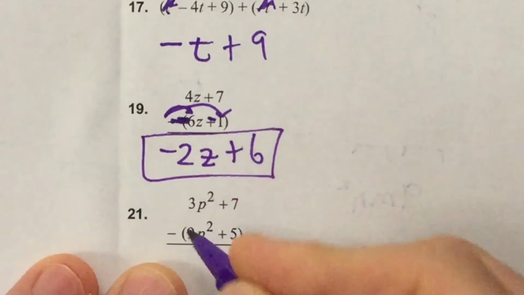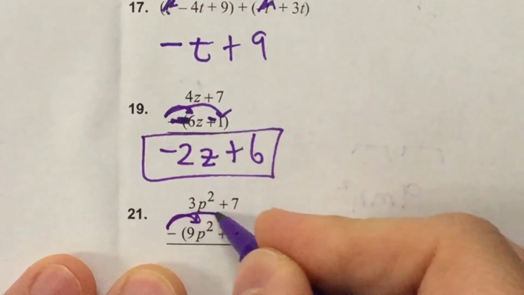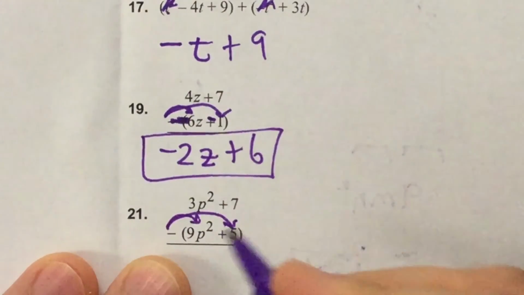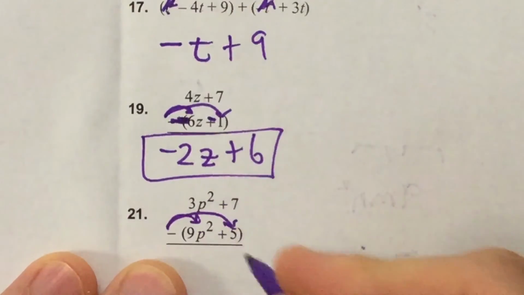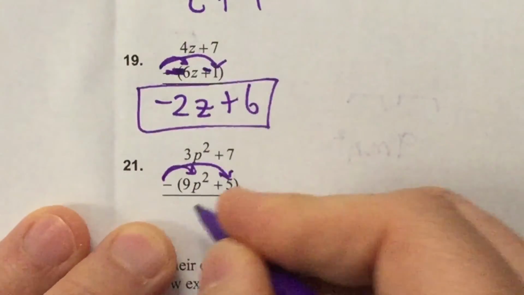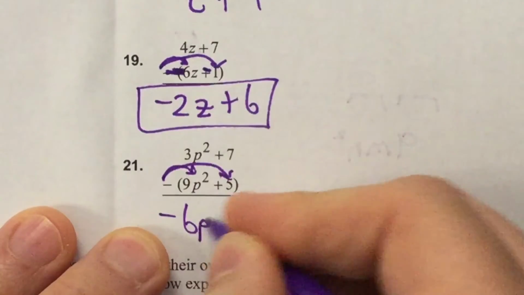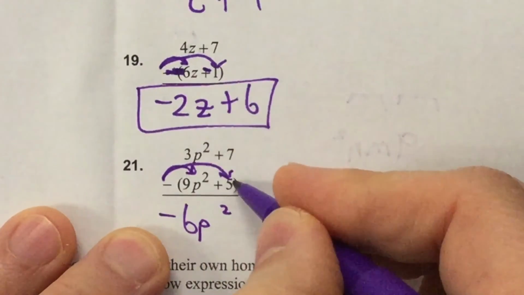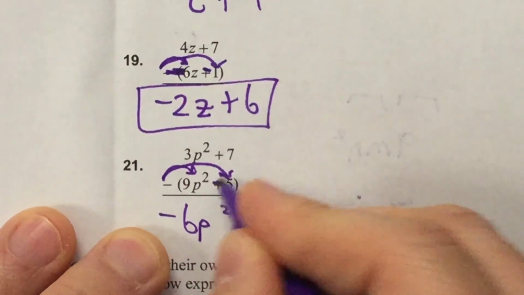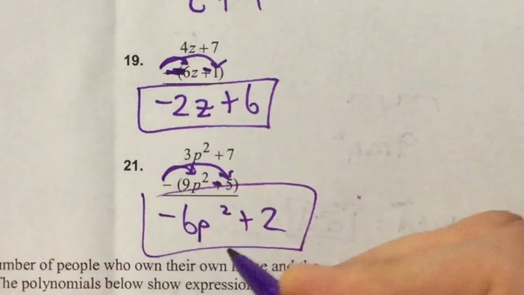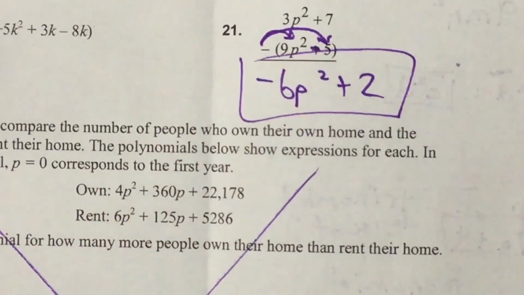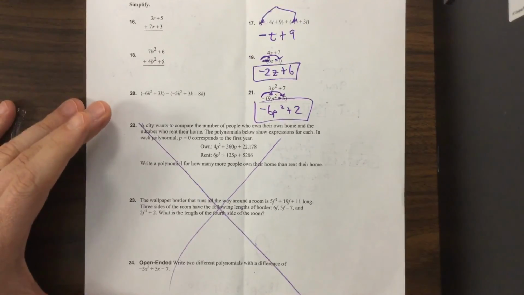And 21 is another subtraction problem. Don't forget to distribute that negative sign. Minus 9p squared and a positive 3p squared is going to give us negative 6p squared. And then 7 minus 5, because this is a minus now, it's going to be 2. So there you go. We are not doing 22 through 24, so you don't have to worry about those.